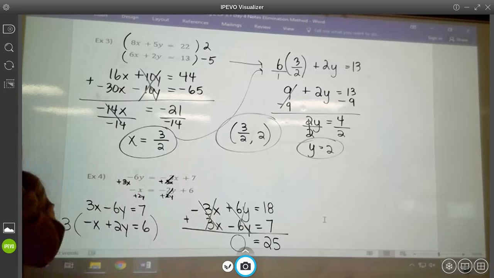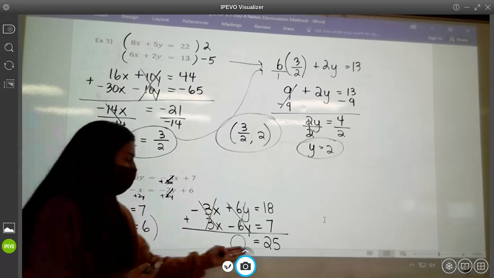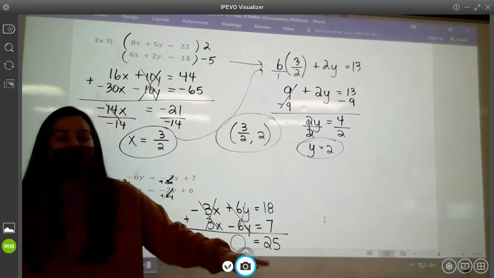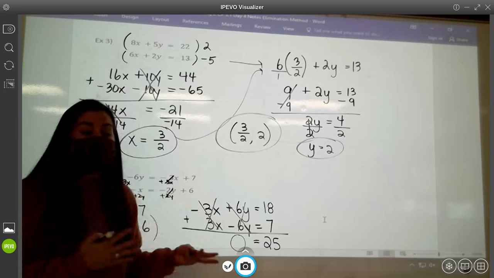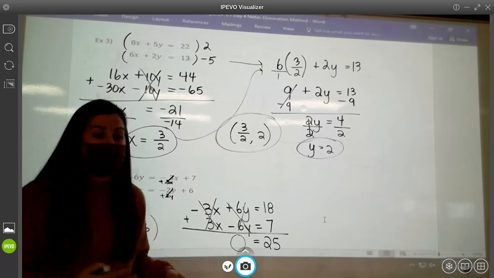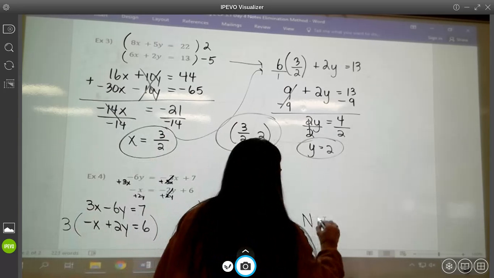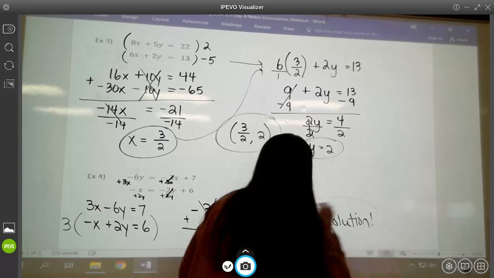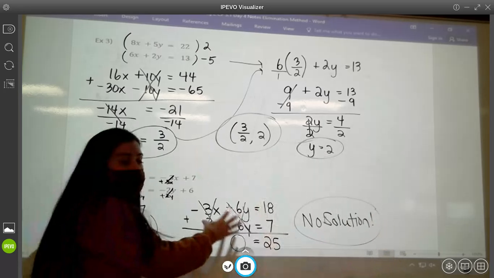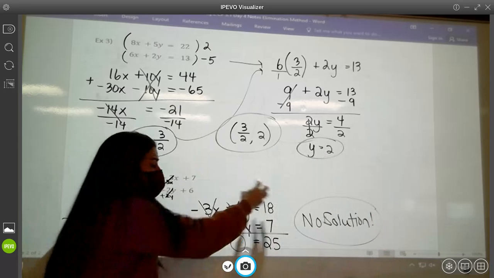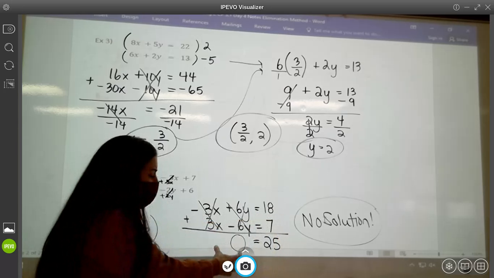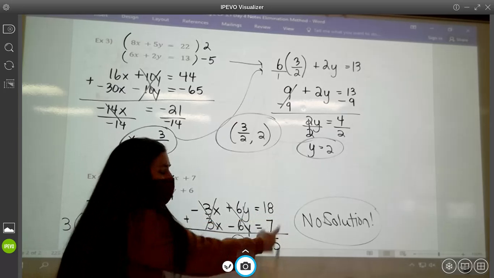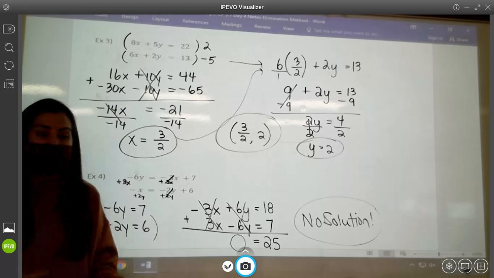Is that a true mathematical statement? Does 0 equal 25? No. So that means this is what it's going to look like when you get no solution. If your variables all cancel out, but your numbers don't, then that means you're always going to be left with 0 equaling something it doesn't. And that's always going to end up as a no solution because it's not true.